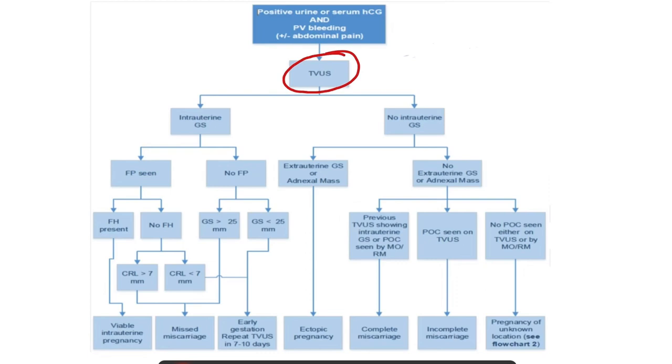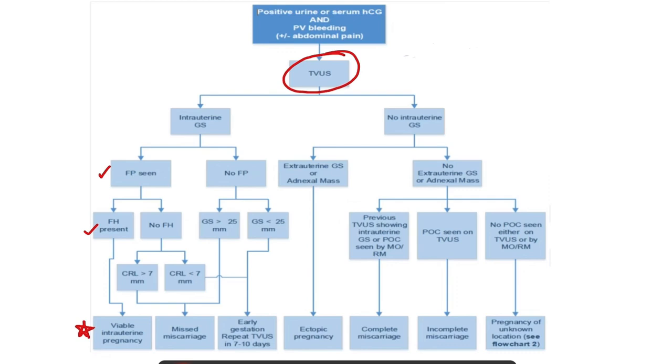you should check for the intrauterine gestational sac. If the gestational sac is present, you should check for the fetal pole. If the fetal pole is seen, you should check for the fetal heart rate. If the heart rate is present, then probably it is a viable intrauterine pregnancy. So we can diagnose this as threatened miscarriage.